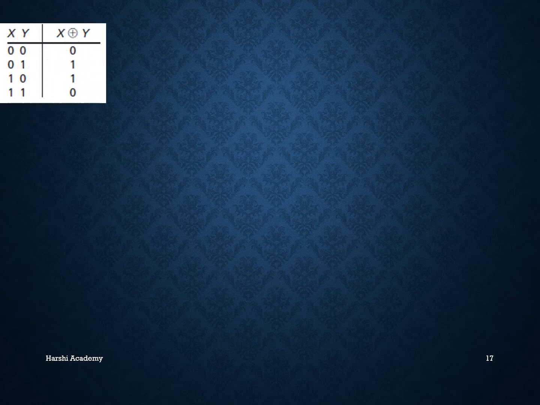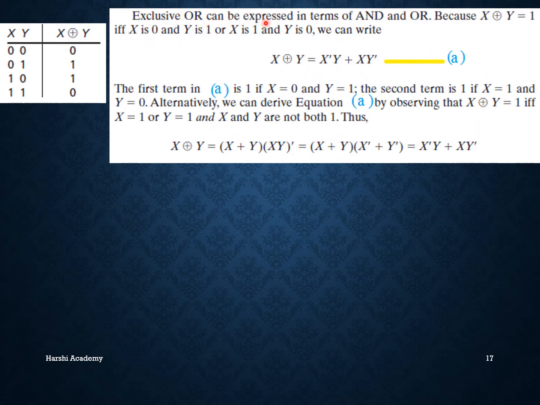Let's see how to verify the equivalence operation of exclusive OR. This is the truth table for exclusive OR. When one of the inputs is high, then the output is 1, not both. Exclusive OR can be expressed in terms of AND and OR, because the output of exclusive OR equals 1 when x is 0 and y is 1, or x is 1 and y is 0. We can write it like this.